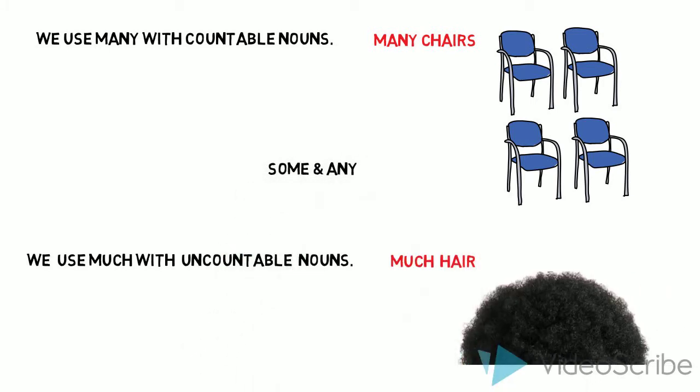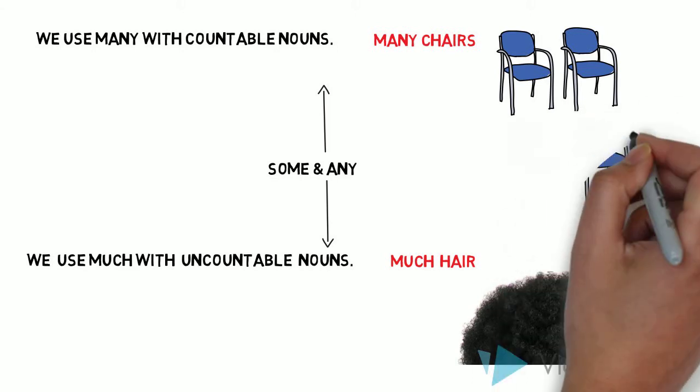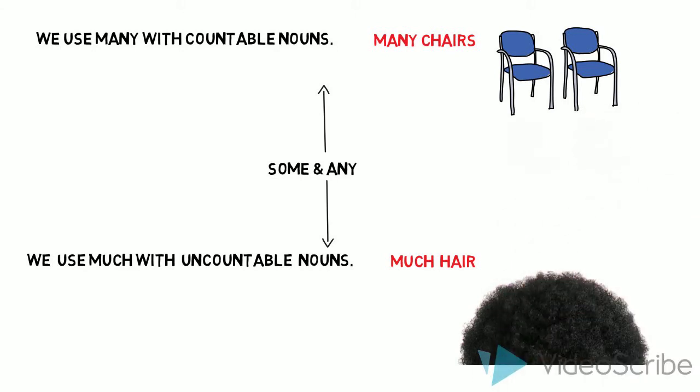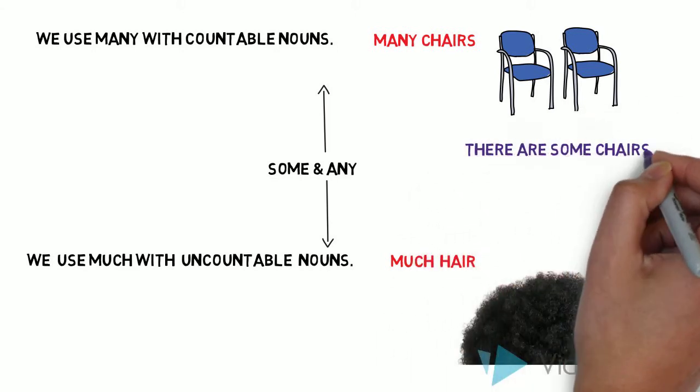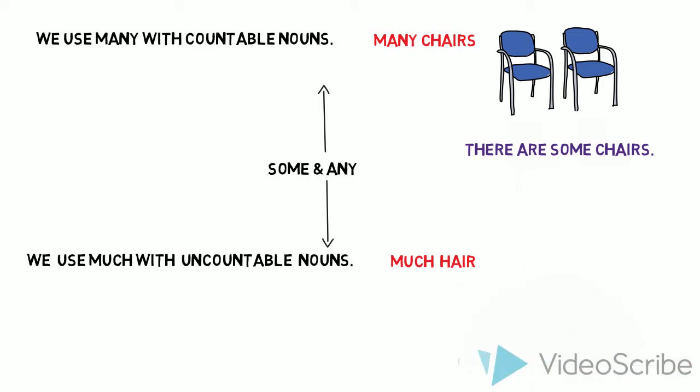Some and any are used with countable and uncountable nouns. So instead of many chairs, we now have some chairs. There are some chairs. And instead of much hair, we now have no hair. There isn't any hair.